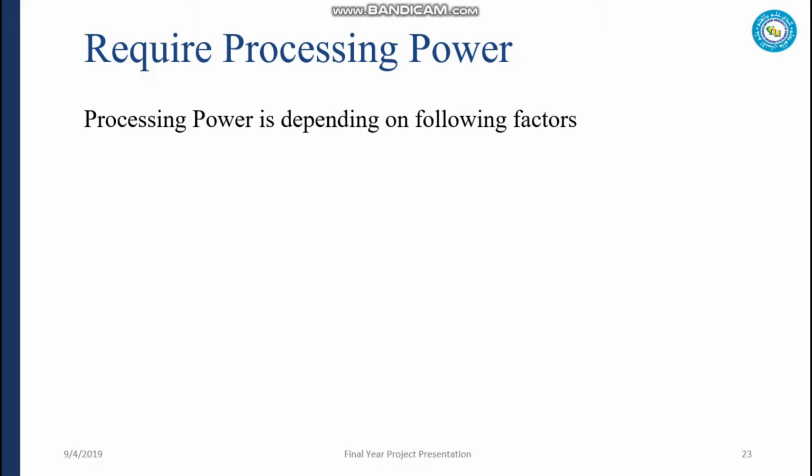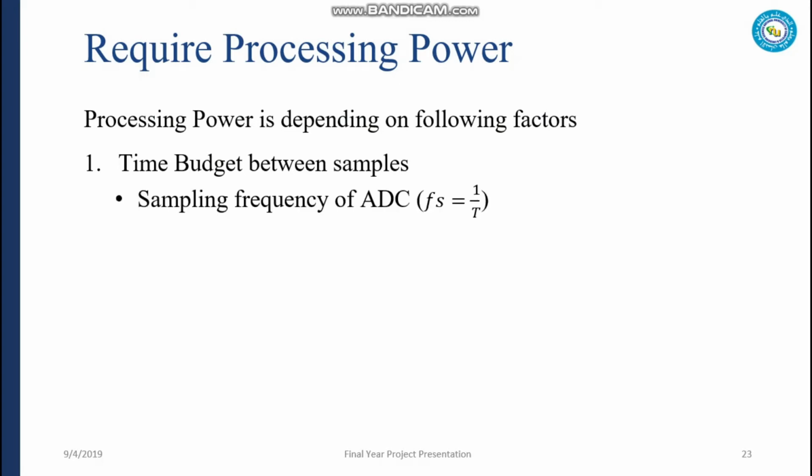When processing a real-time signal, we take an input from the analog to digital converter, which is a train of samples, in such a way that the processing of a single sample should be done before the arrival of the second sample. From this we concluded that the processing power depends on the following factors. The processing power depends upon the time budget, the time between the samples, and the time budget further depends on the sampling frequency. From this formula you can say that the higher the sampling frequency, the lower the time budget.